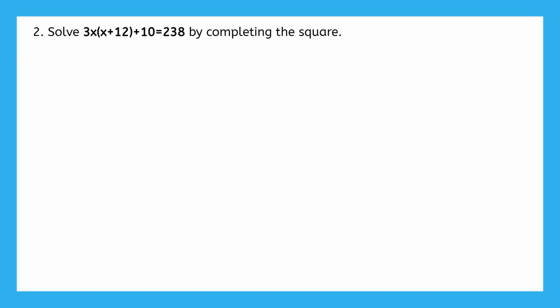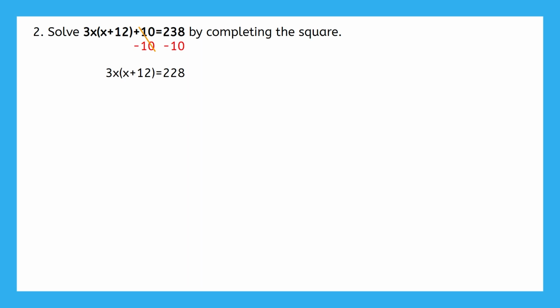Let's see if some of our algebra tools can make this equation look like the ones we know how to solve. Pause the video and think about how we could clean up this equation and prepare it for completing the square. First, we can subtract that 10 on both sides, and we get 228 on the right side.